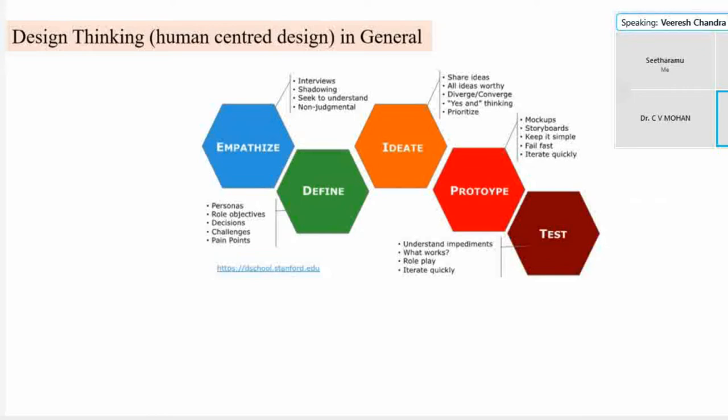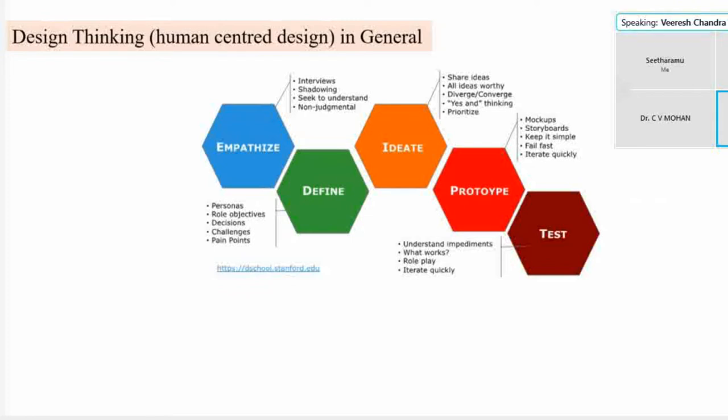By doing all these things, we have collected the data. Let us now define the problem. Problem definition: personas, role objectives. We should define the role objectives. What exactly are the objectives of this particular problem? What will we obtain after finding the solutions? Many decisions have to be made when you are going to formulate a problem.